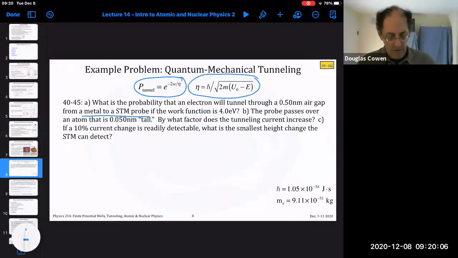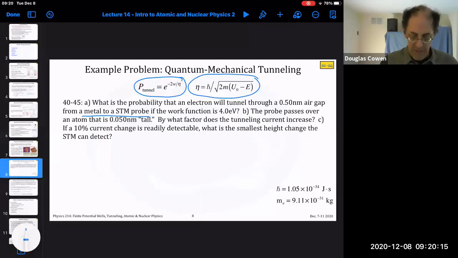If the work function is 4 electron volts, that's how tightly held those electrons are in the sample. And the second question, B here, is if this probe passes over a feature that's 0.05 nanometers tall, by how much does the measured current change, and by what factor? And finally, if the apparatus that you have, the STM, is sensitive to a 10% current change, so a current change as small as 10%, then what size features is it capable of resolving?